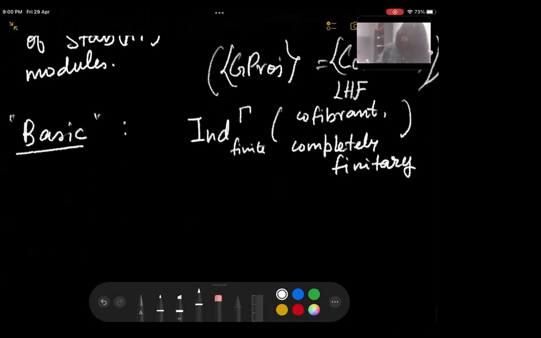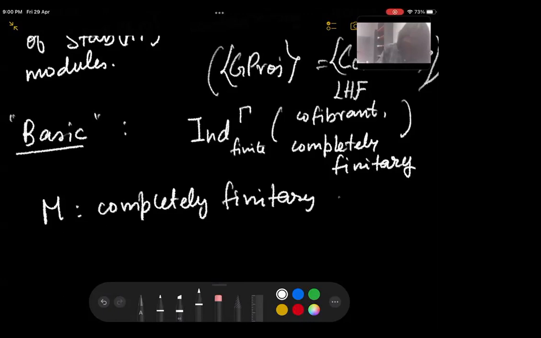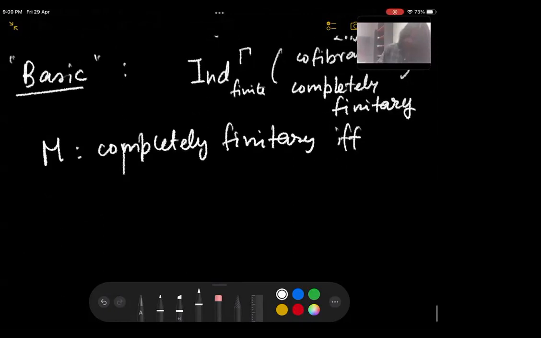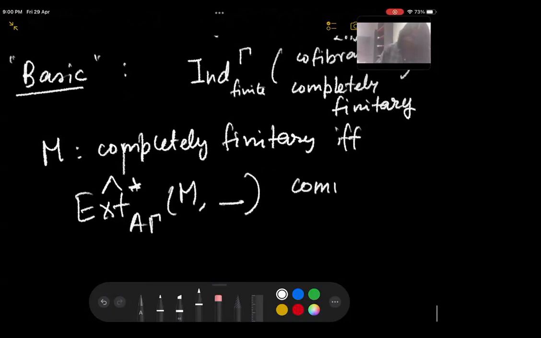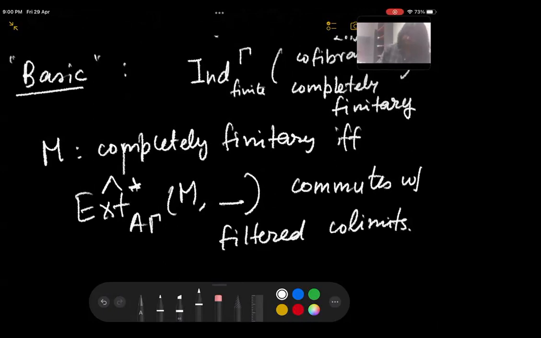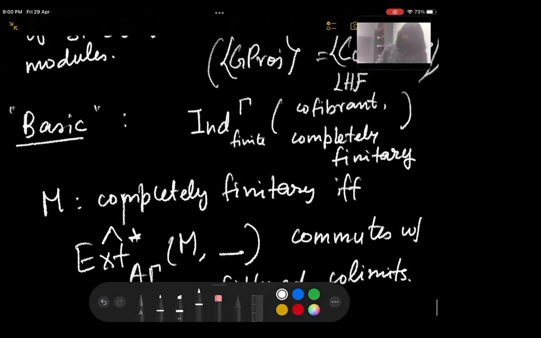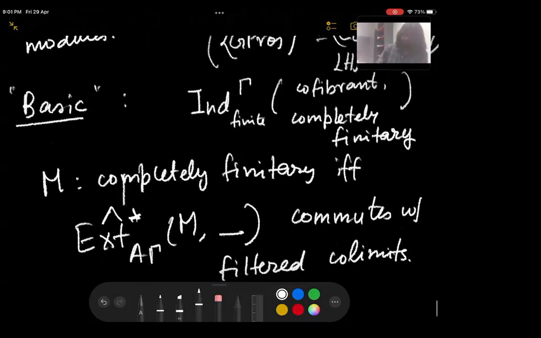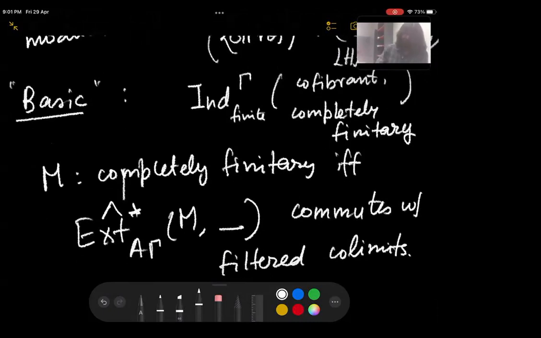Completely finitary means, M is completely finitary if X hat star, this guy, commutes with filtered colimits. It's very similar to the definition of compact objects. So I'm looking at modules that are completely finitary like this, and cofibrant over finite subgroups, and I'm inducing them up to the big group.